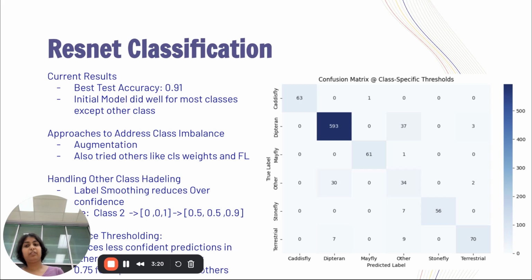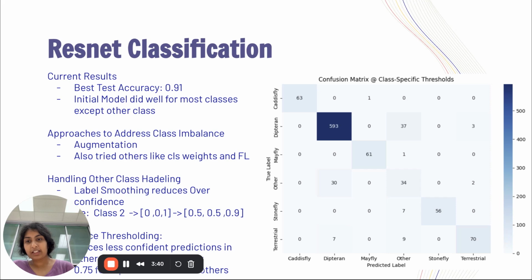As I highlighted before, we also had a problem of the classes being imbalanced, and we tried to address this in various ways. The way that worked the best was augmentation. We also tried other ways like using class weights and focal loss functions.